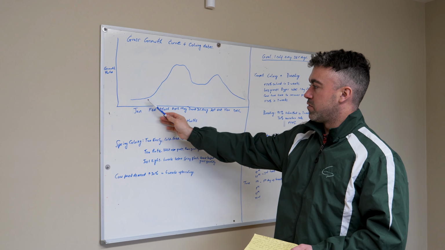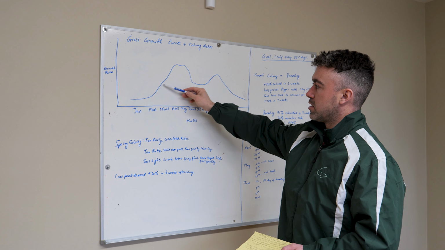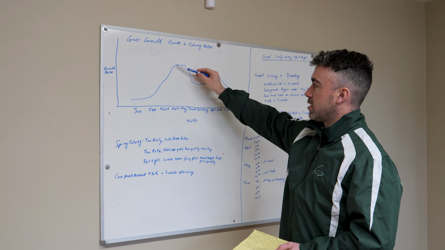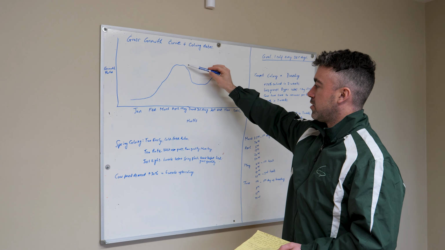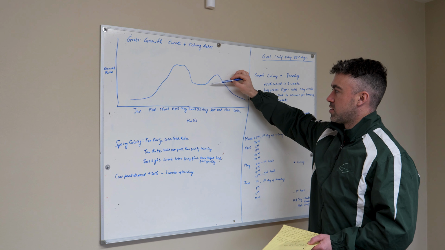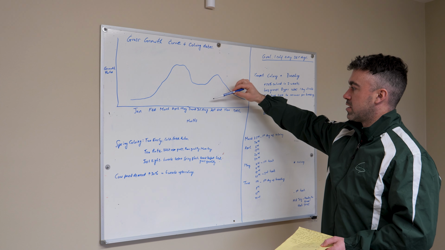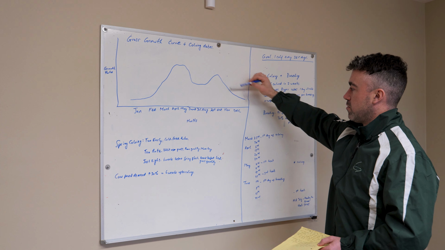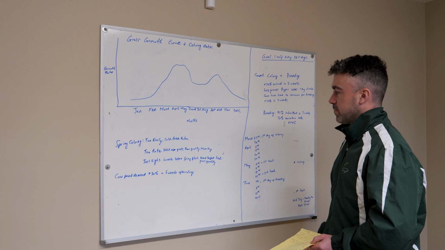So in January, February we have very slow growth, and then it gradually increases up into a peak growth in April, May, early June, drops off during the summer slump, and then we get another peak of growth in kind of September, October time before it drops off for the rest of the year again.